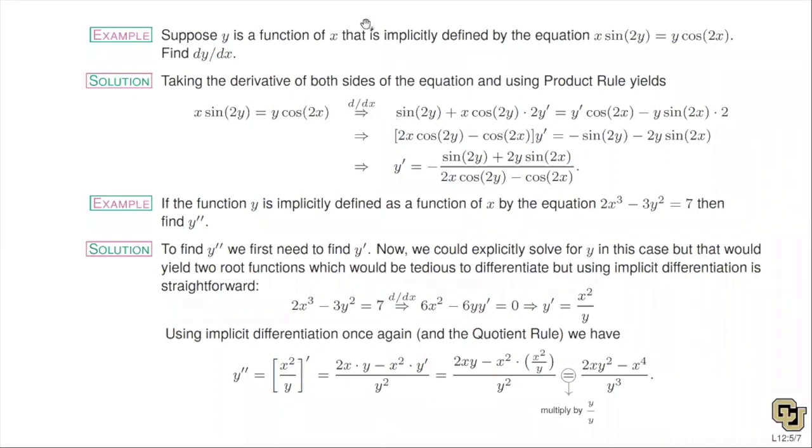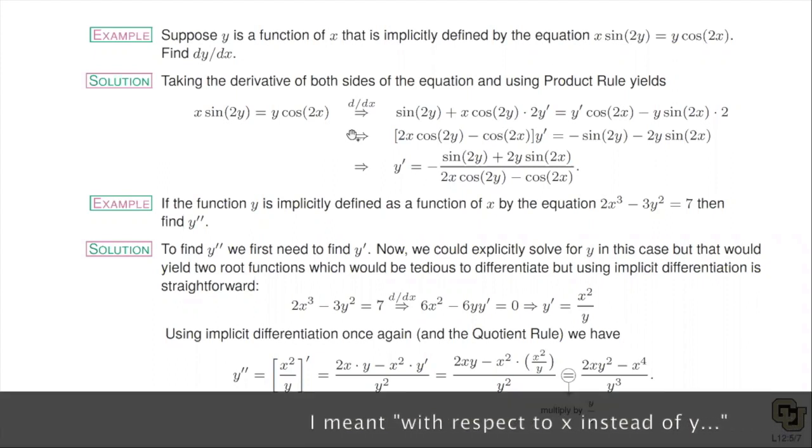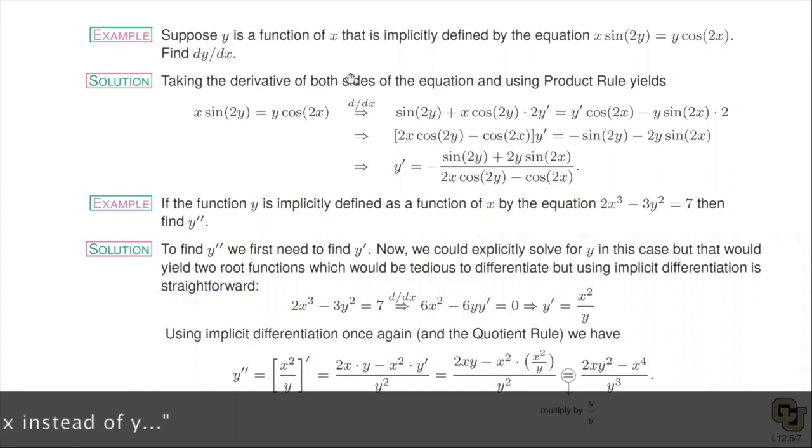So I'm going to stop right here. The next problem involves finding the derivative with respect to y instead of x. So I think this is a good place to stop.